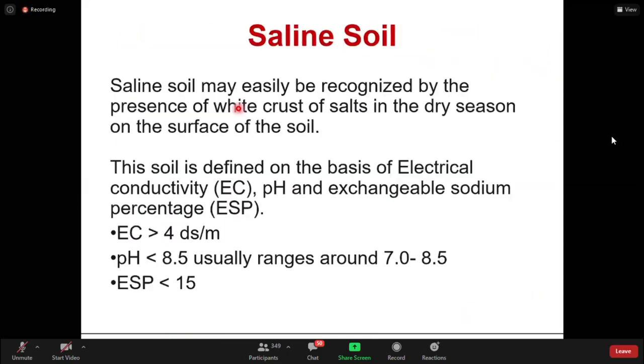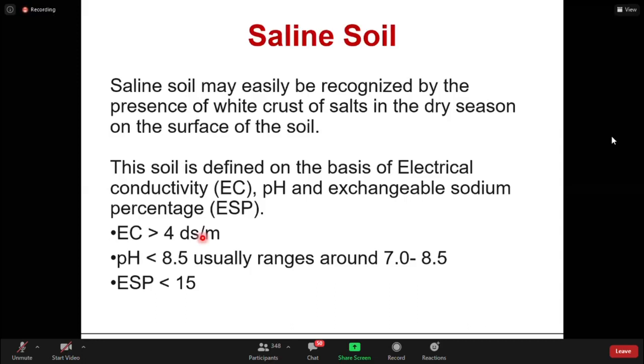This soil is defined on the basis of electrical conductivity. Electrical conductivity, or EC, is the main indicator of salinity of the soil. There are some others like pH and ESP, exchangeable sodium percentage. These are other characters, but the most important character is EC, electrical conductivity. The demarcation point for salinity and non-salinity is 4. If EC is 4 deciSiemens per meter or above, that is saline soil. If it is less than 4, then we do not call it saline soil.